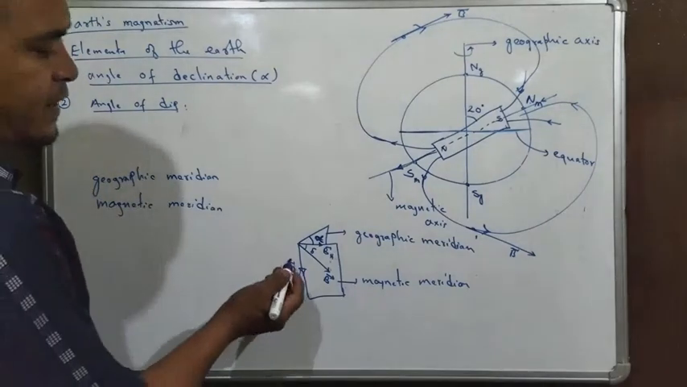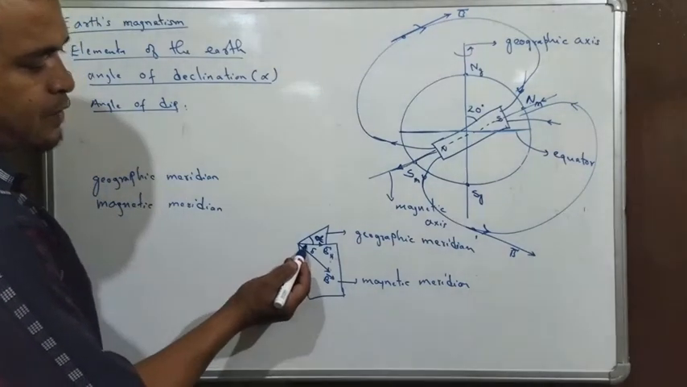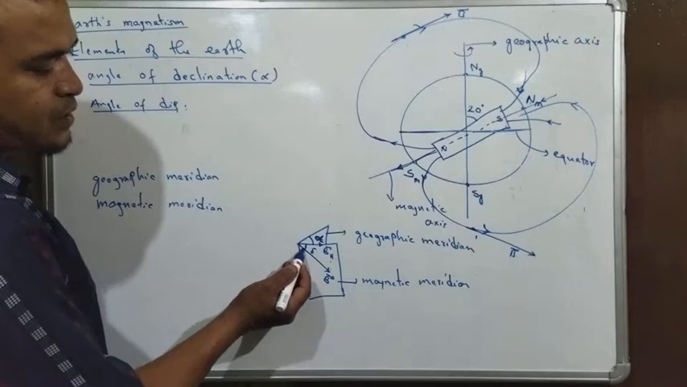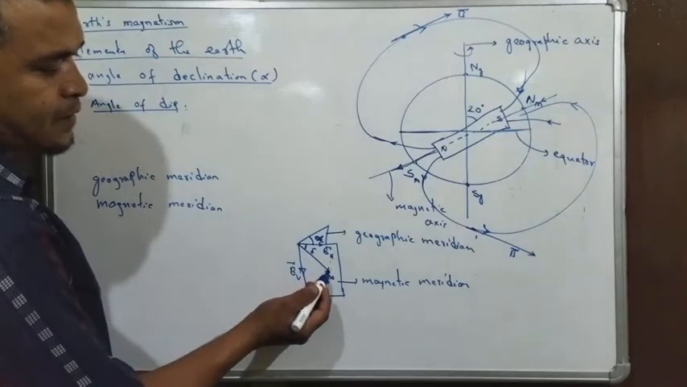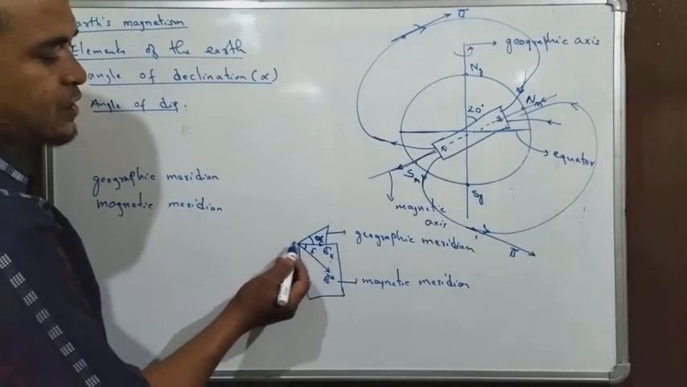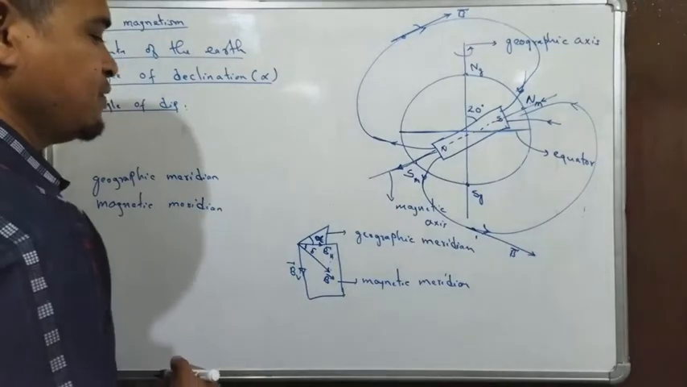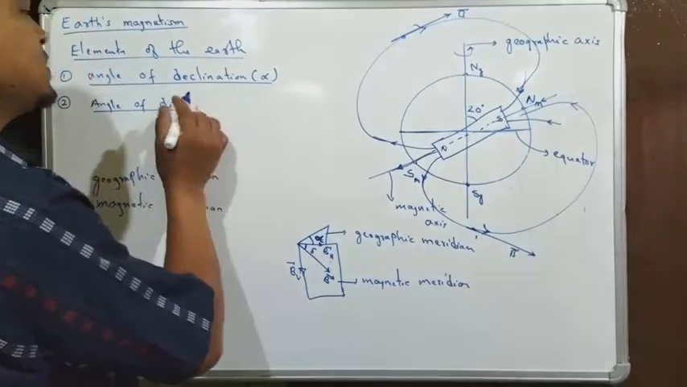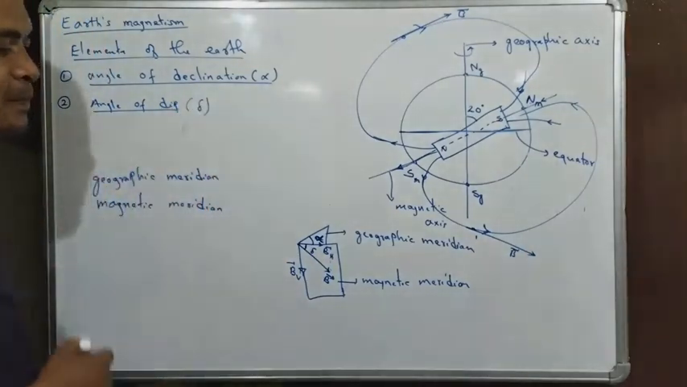Now come to the angle of dip. It is this angle. It means the angle between the total Earth's magnetic field and the horizontal component of Earth's magnetic field. That angle is known as the angle of dip.